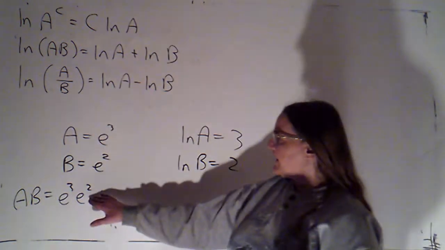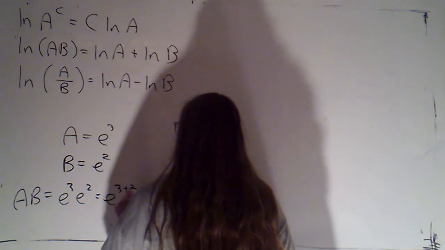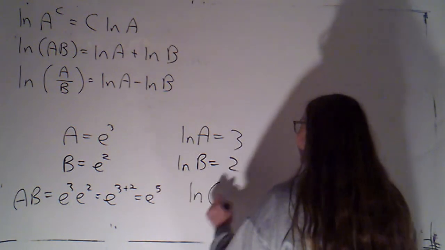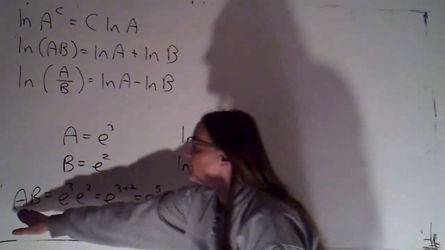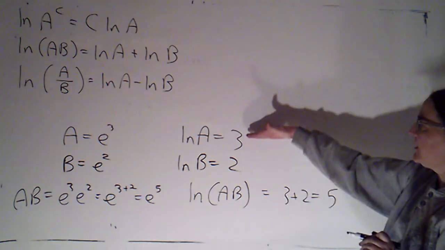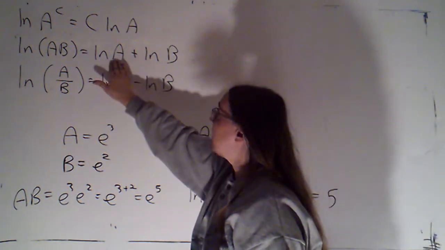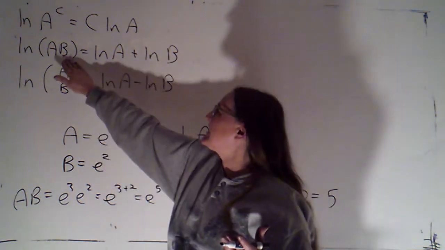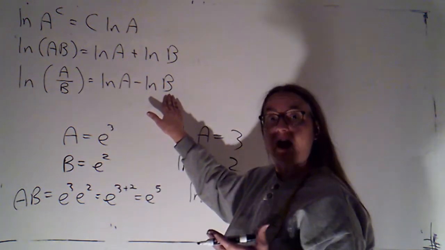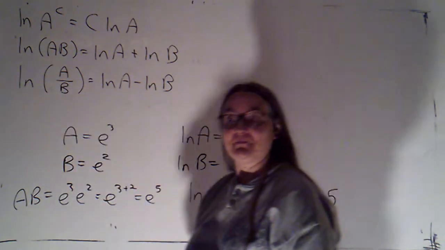And I know that when I'm multiplying exponential expressions with the same base, I add the exponents. That would be e to the 3 plus 2, which would be e to the 5, which means the natural log of ab, the exponent that gives me ab, is what I just calculated, 3 plus 2, or 5. It's the sum of the logs for the individual factors. So log means exponent. If I'm adding logs, I'm adding exponents. I add exponents when I'm multiplying. The quotient rule is similar. Log means exponent. If I'm subtracting logs, I'm subtracting exponents. I do that when I'm finding the exponent for a quotient.